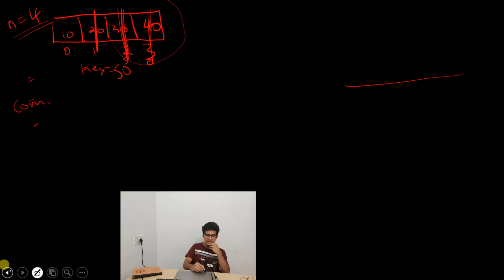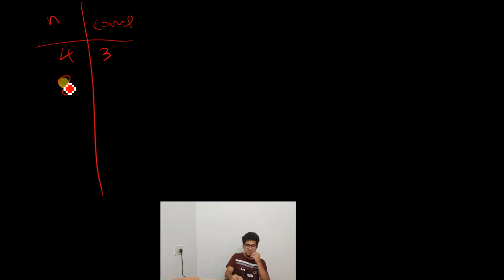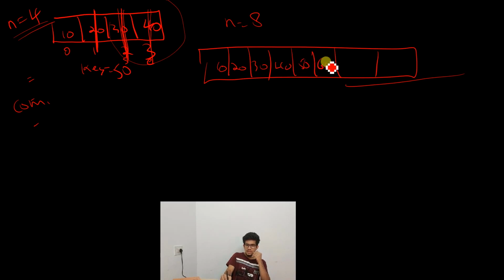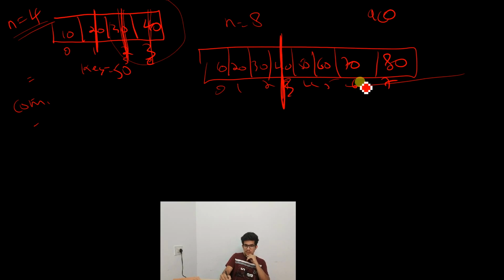I'll make a table here. Let me erase this so that we'll understand. For n value, how many comparisons? For n value 4, I did 3 comparisons. For n value 8, how many comparisons will I do? Let's see. If n value is 8, it means there are 8 elements: 1, 2, 3, 4, 5, 6, 7, 8, which are 10, 20, 30, 40, 50, 60, 70, 80. I will search for 90 now. So the indexes are 0, 1, 2, 3, 4, 5, 6, 7. The mid element is 0 plus 7 by 2, 3. 1 comparison. 90 is greater than 40. 3 plus 1, starting is 4. 4 plus 7, 11 by 2, 5. Second comparison.